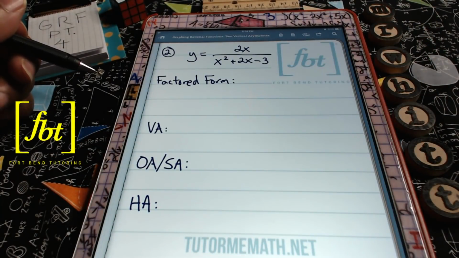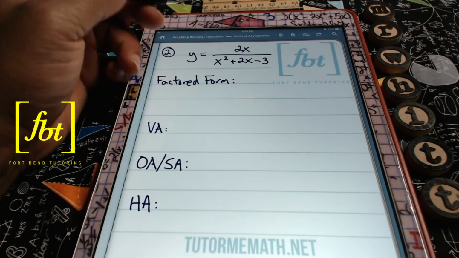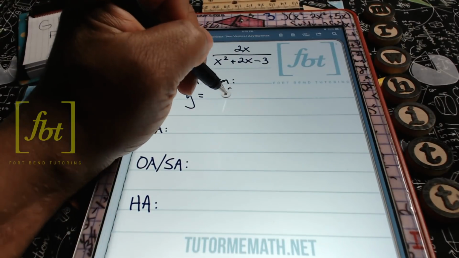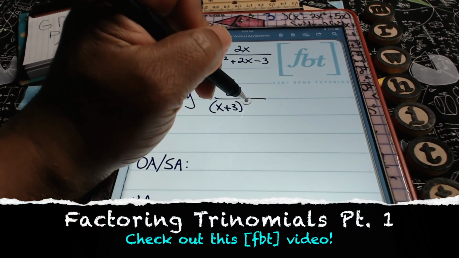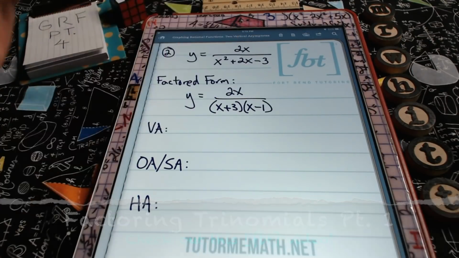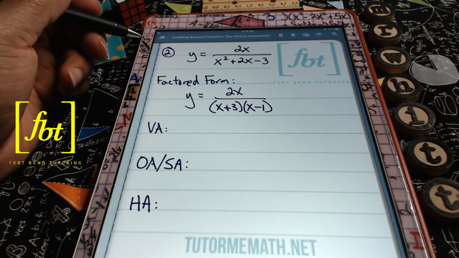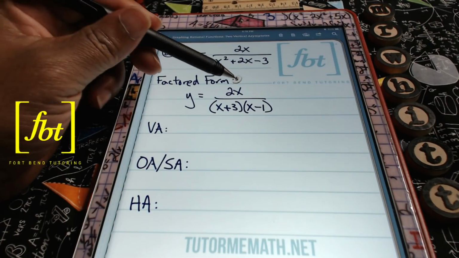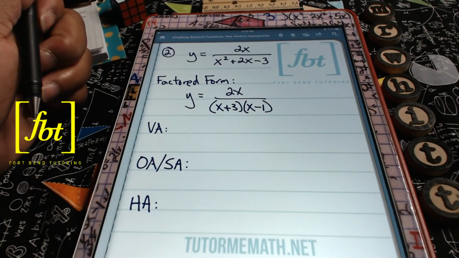So here we have problem number 2. We have y equals 2x divided by x squared plus 2x minus 3. And you want to start by factoring. So we have y equals 2x all over x plus 3 times x minus 1, and this is the factored form of our rational function here. Looking for holes, we don't have any because none of these factors will cancel out. So there are no removable factors here.